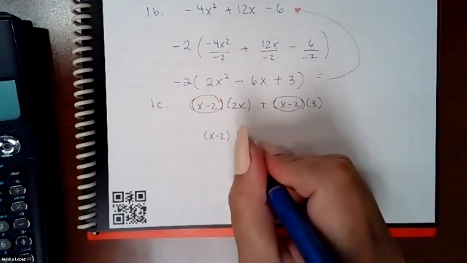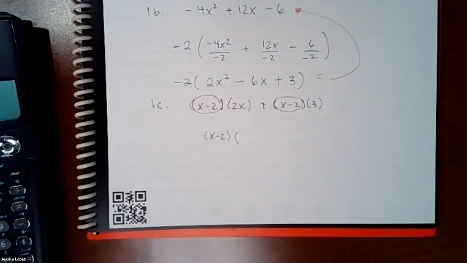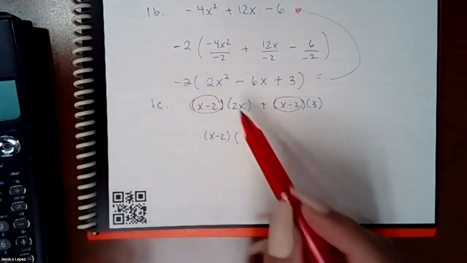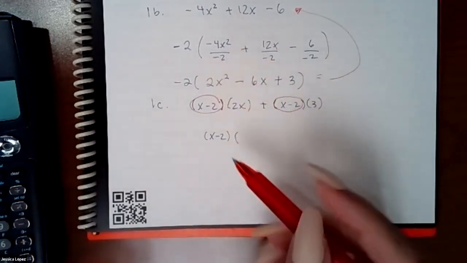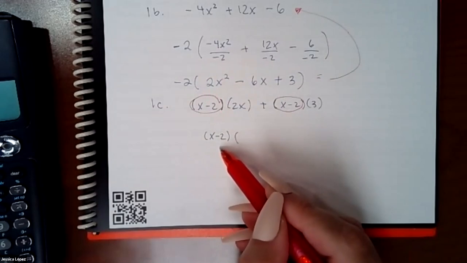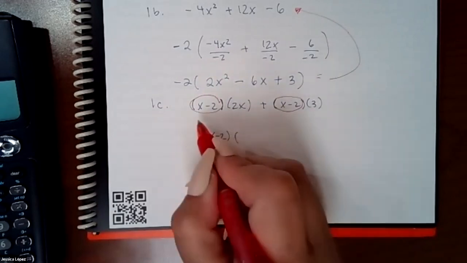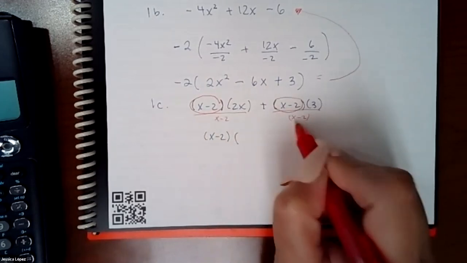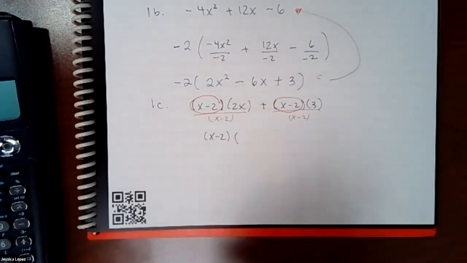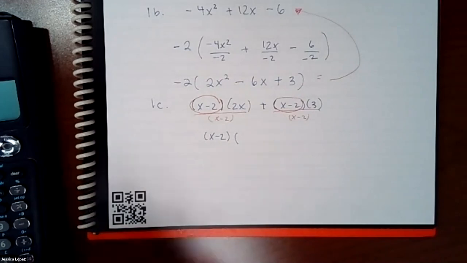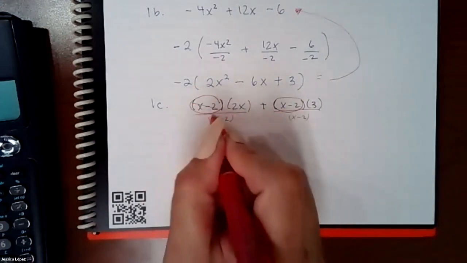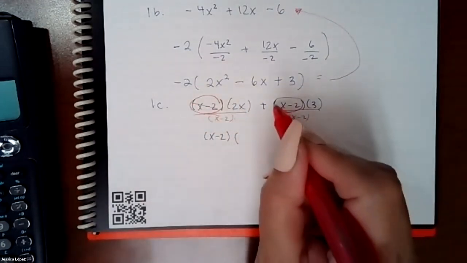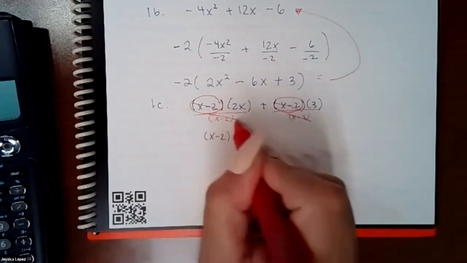Now, here's a shortcut on doing that part in my brain. Sometimes, instead of rewriting it here, I just put what I'm going to factor out on the outside, and then I go over here and I scribble it in down here, so that I'm not rewriting everything again. And then you'll notice this factor is going to cancel with that factor. This factor is going to cancel with that factor.